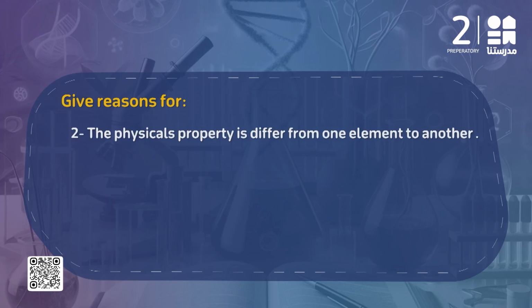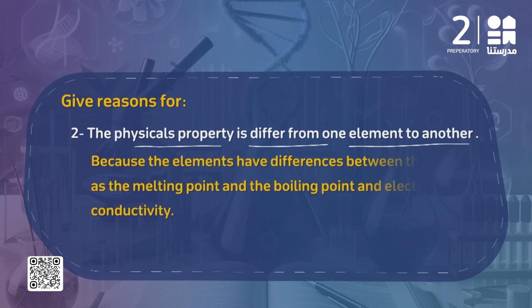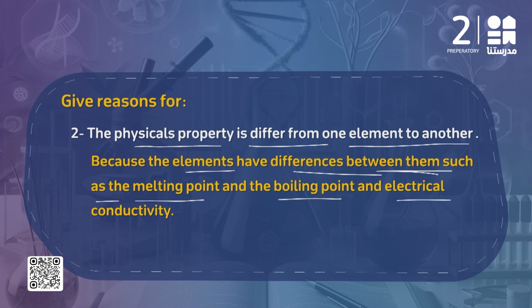Let's move to another question, which is give reason why the physical properties are different from one element to another. This is because elements have differences between them, such as the melting point, the boiling point, the electrical conductivity, being malleable, being ductile, and being good conductors of heat and electricity. All these physical properties are what determine whether the element is a metal or a non-metal.